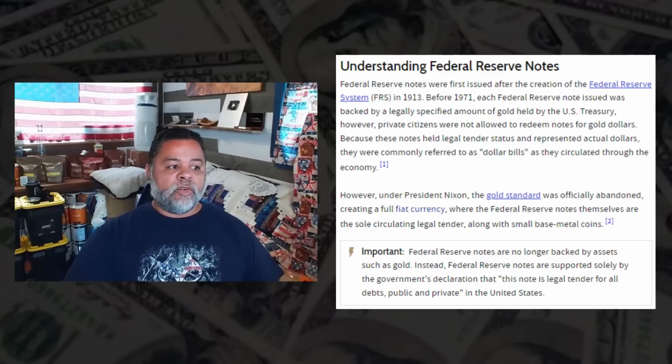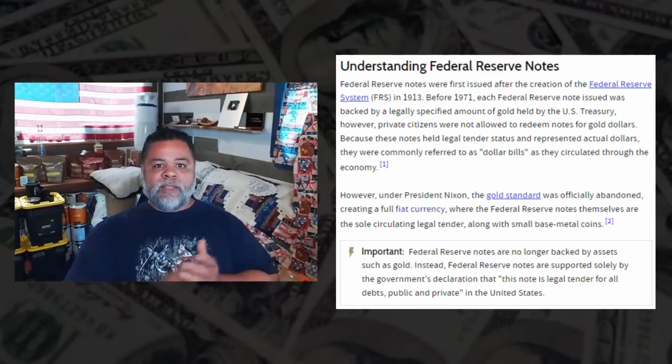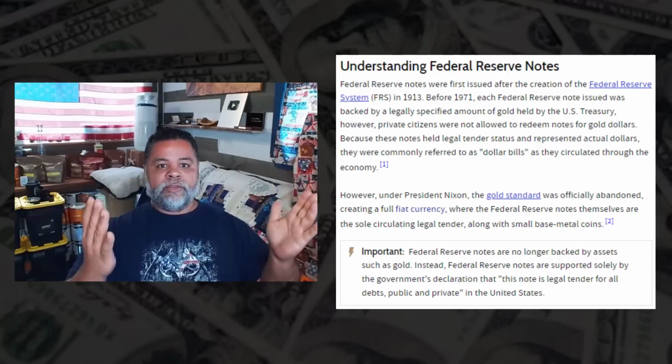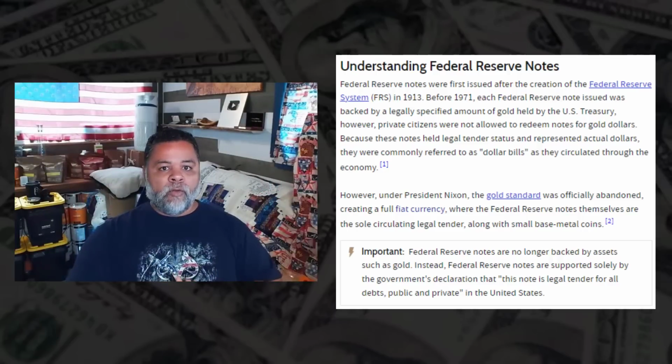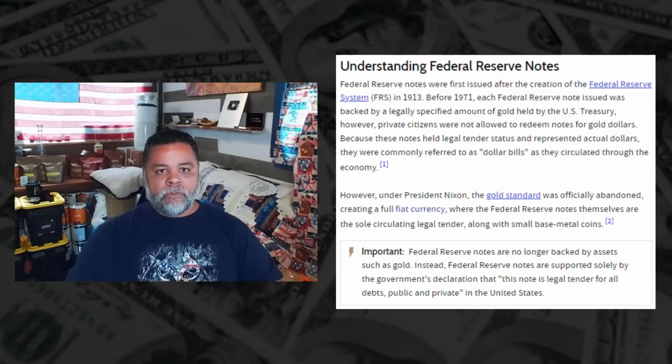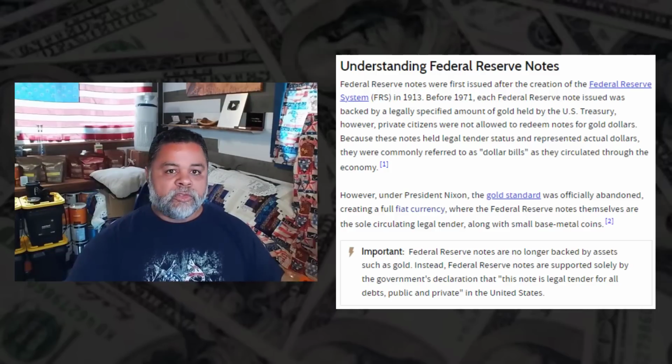This note is legal tender for all debts, public and private, in the United States. That's all that a government has to say, and boom, there you go. We have a legal currency, which is not lawful, but it's legal because it was done by decree by the executive powers of the United States of America, which executive orders are not laws either. Are you starting to get the point, ladies and gentlemen, that we live in an upside-down world?